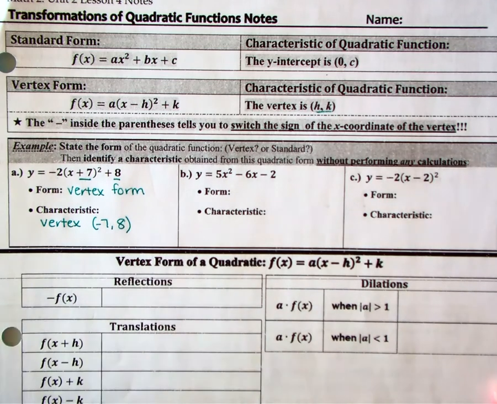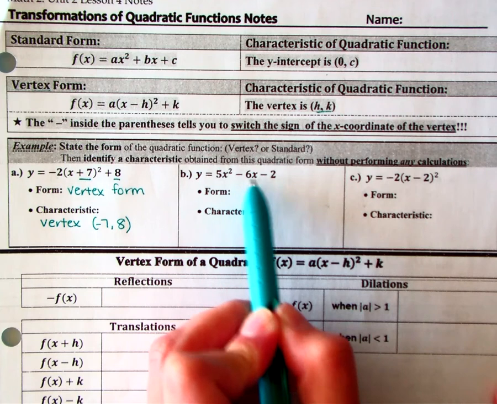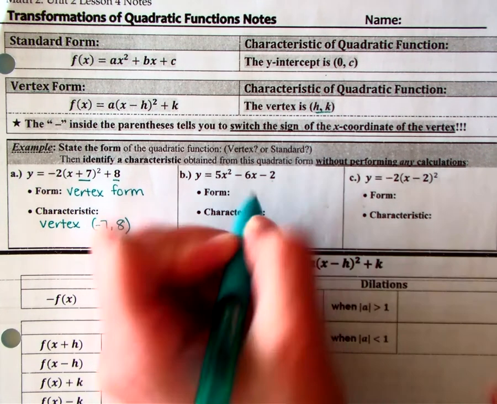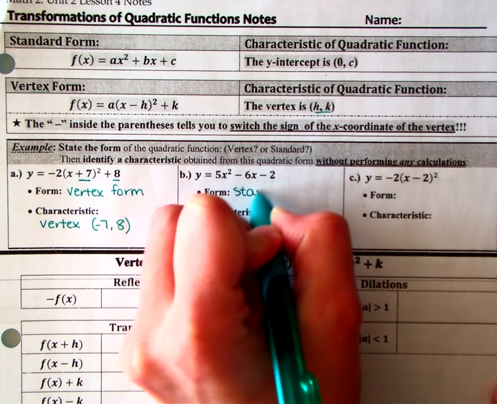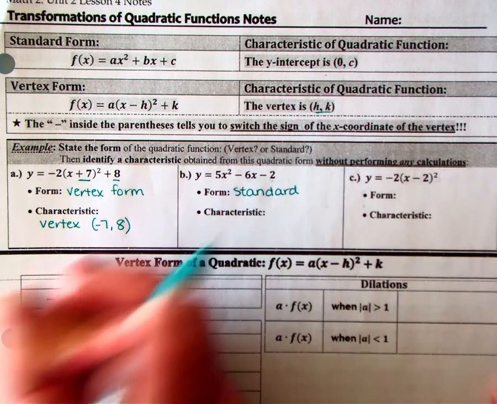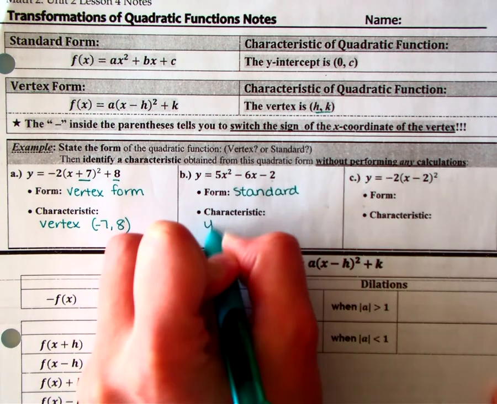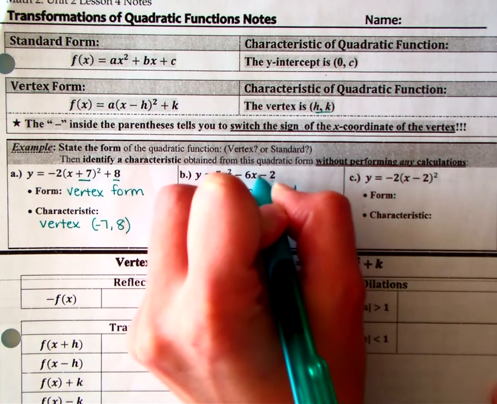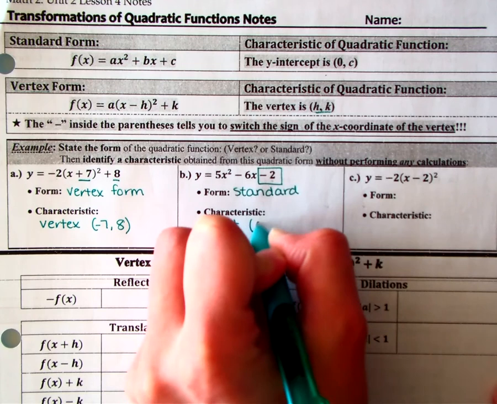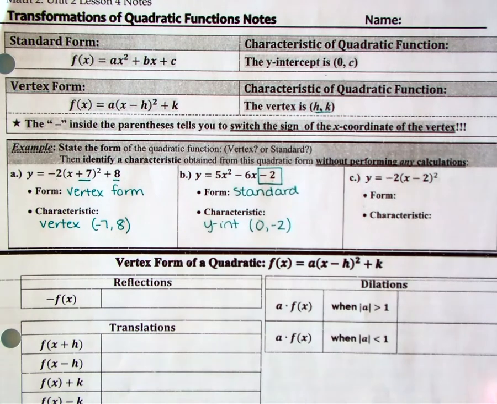And you can always check yourself using Desmos, but you shouldn't need to. In the next one, we've got 5x squared minus 6x minus 2. There are no parentheses, and so we find that it is in standard form. And the characteristic for that is the y-intercept. And it just comes from our c value, so my y-intercept is (0, negative 2). And again, you could check that with Desmos.